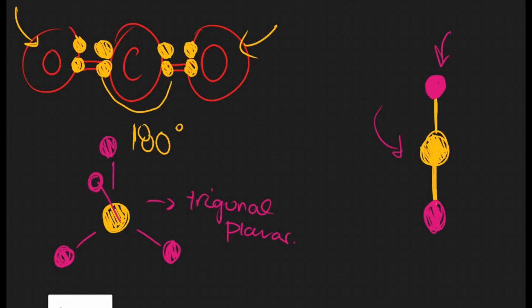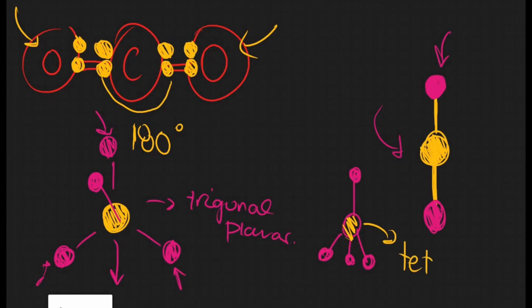Now, in a case where we'd stick it at the top, that would cause these 3 points here to be pushed downwards, and we'll end up with a pyramid shape per se. So something looking like this. And seeing that it's a 4-point pyramid, we'll call this structure tetrahedral.